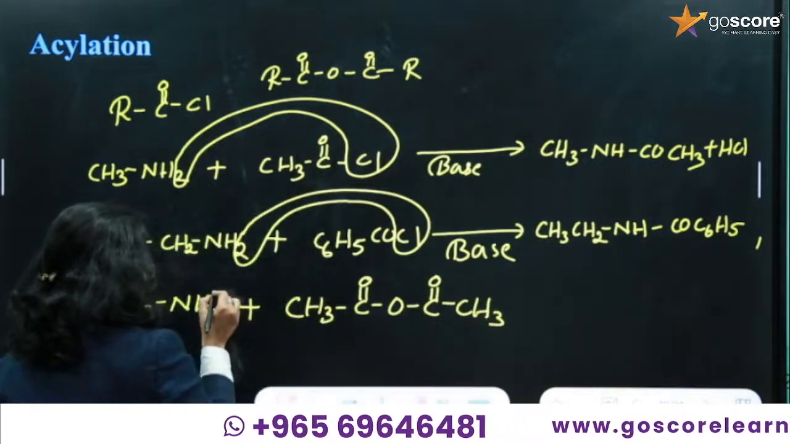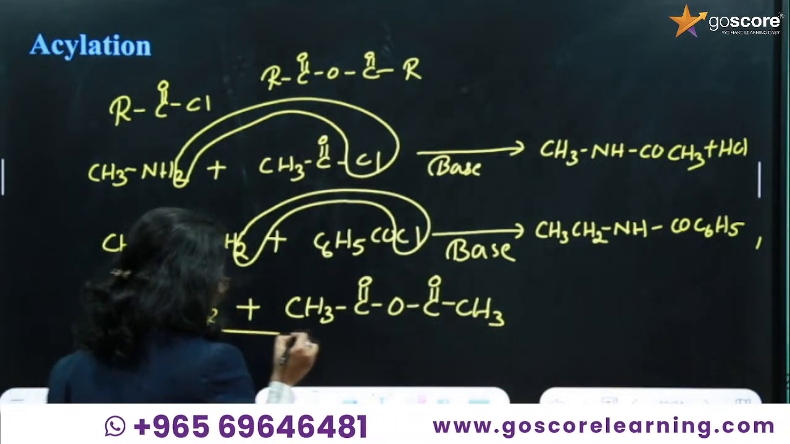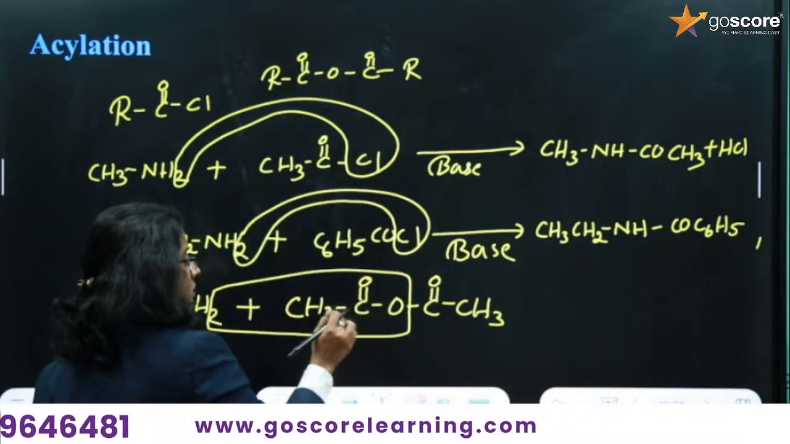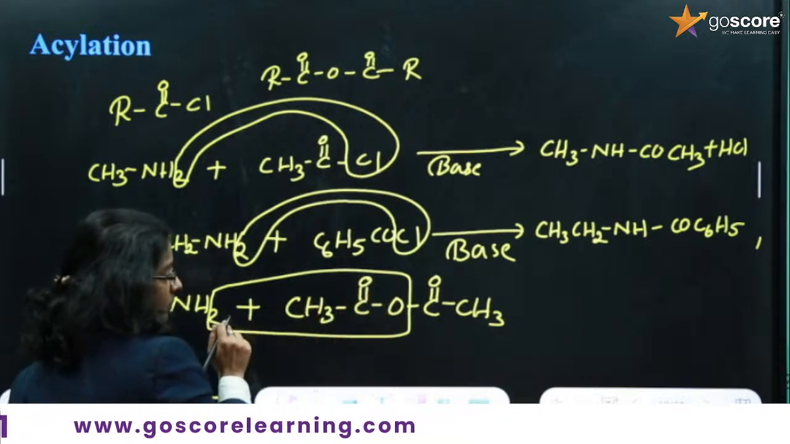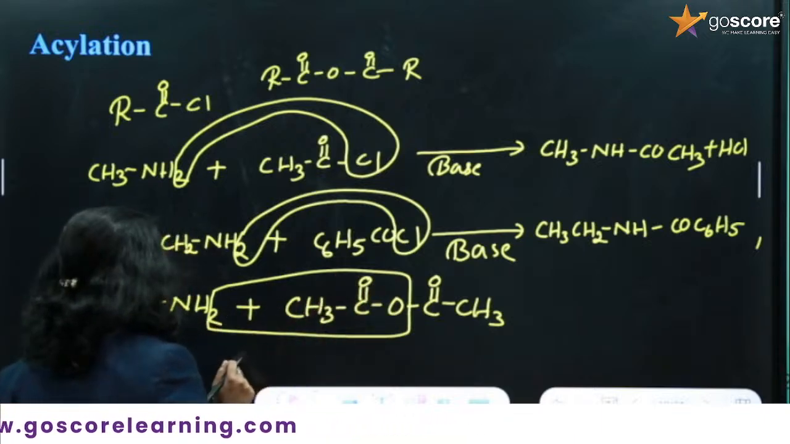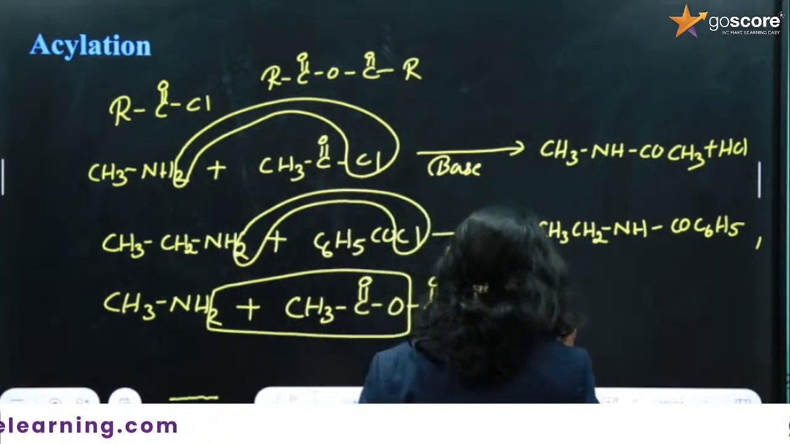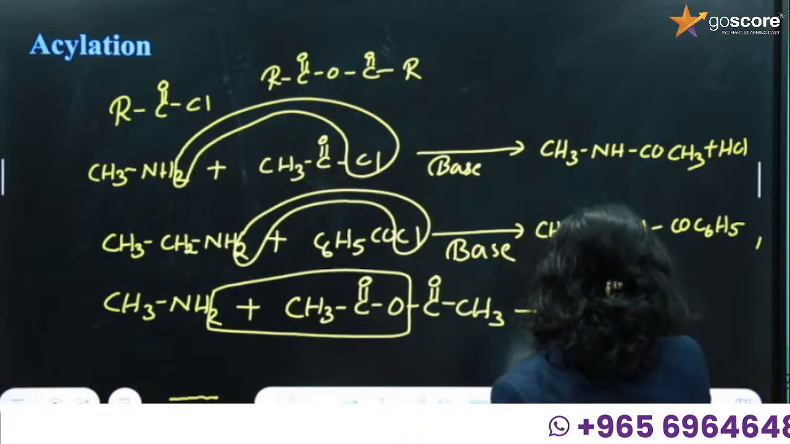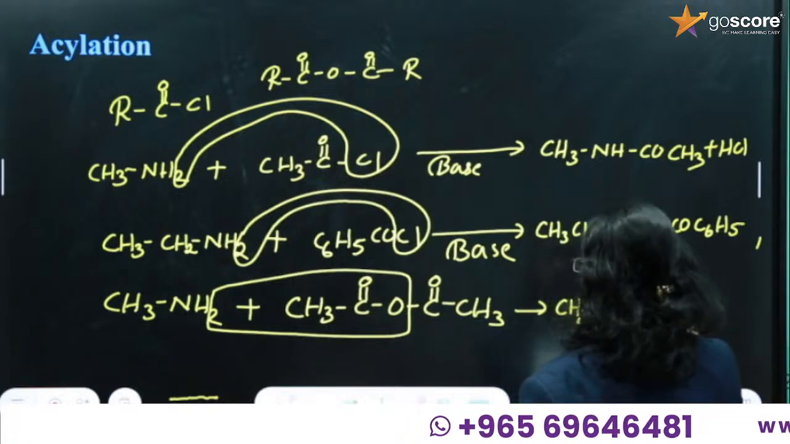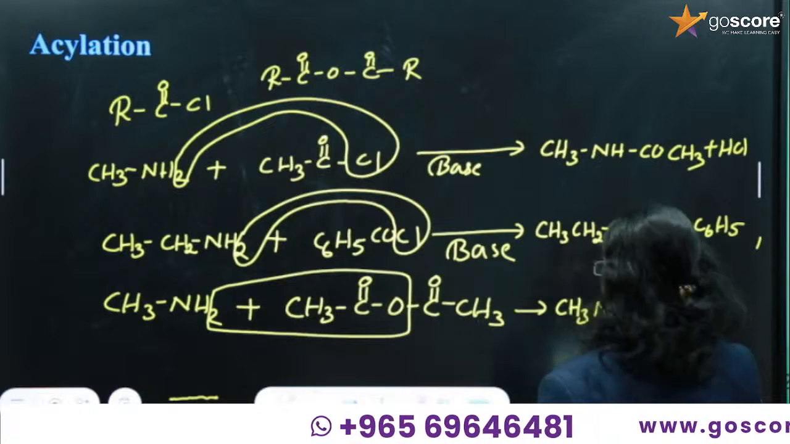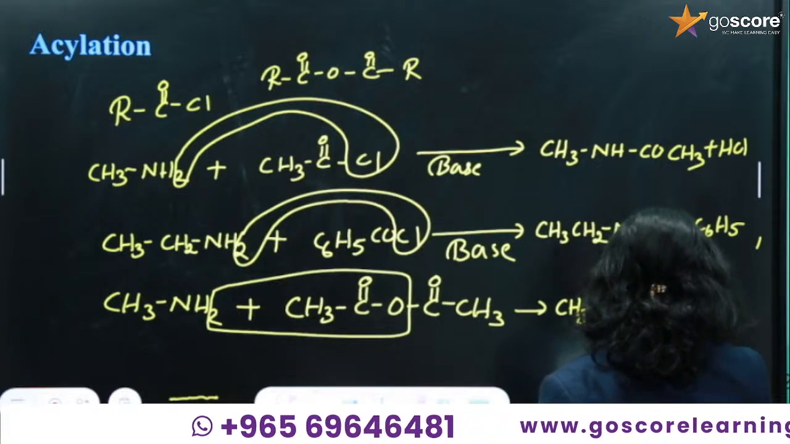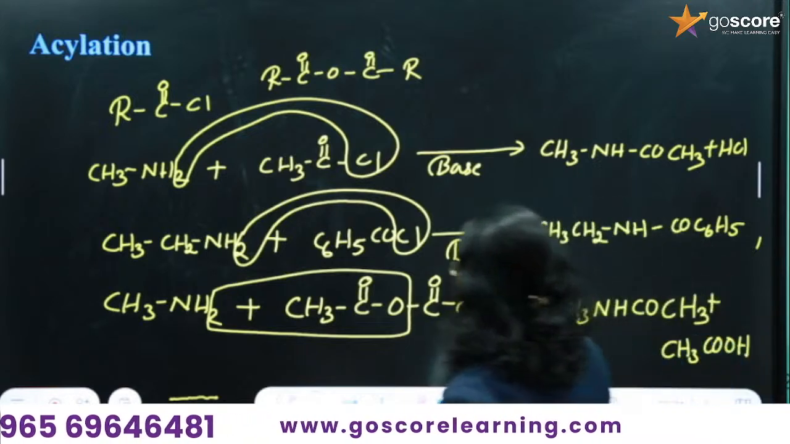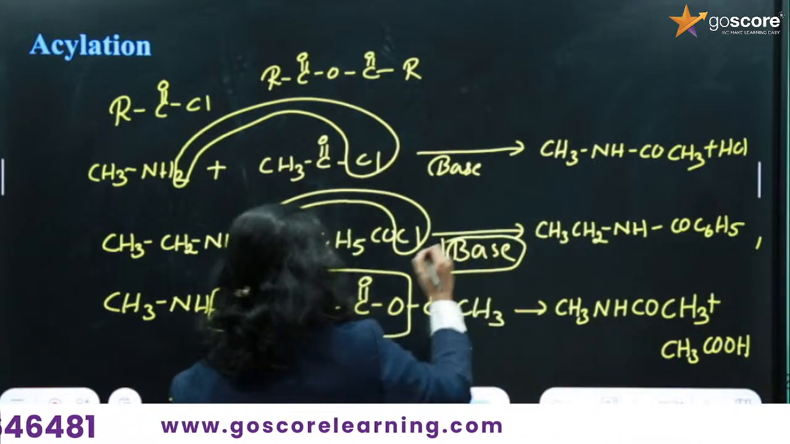remove one hydrogen and it will be eliminated as acetic acid. CH3COO, one hydrogen from here, so it will be eliminated as acetic acid and the remaining will be CH3NHCOCH3 plus CH3COOH. Why are we adding this base here?